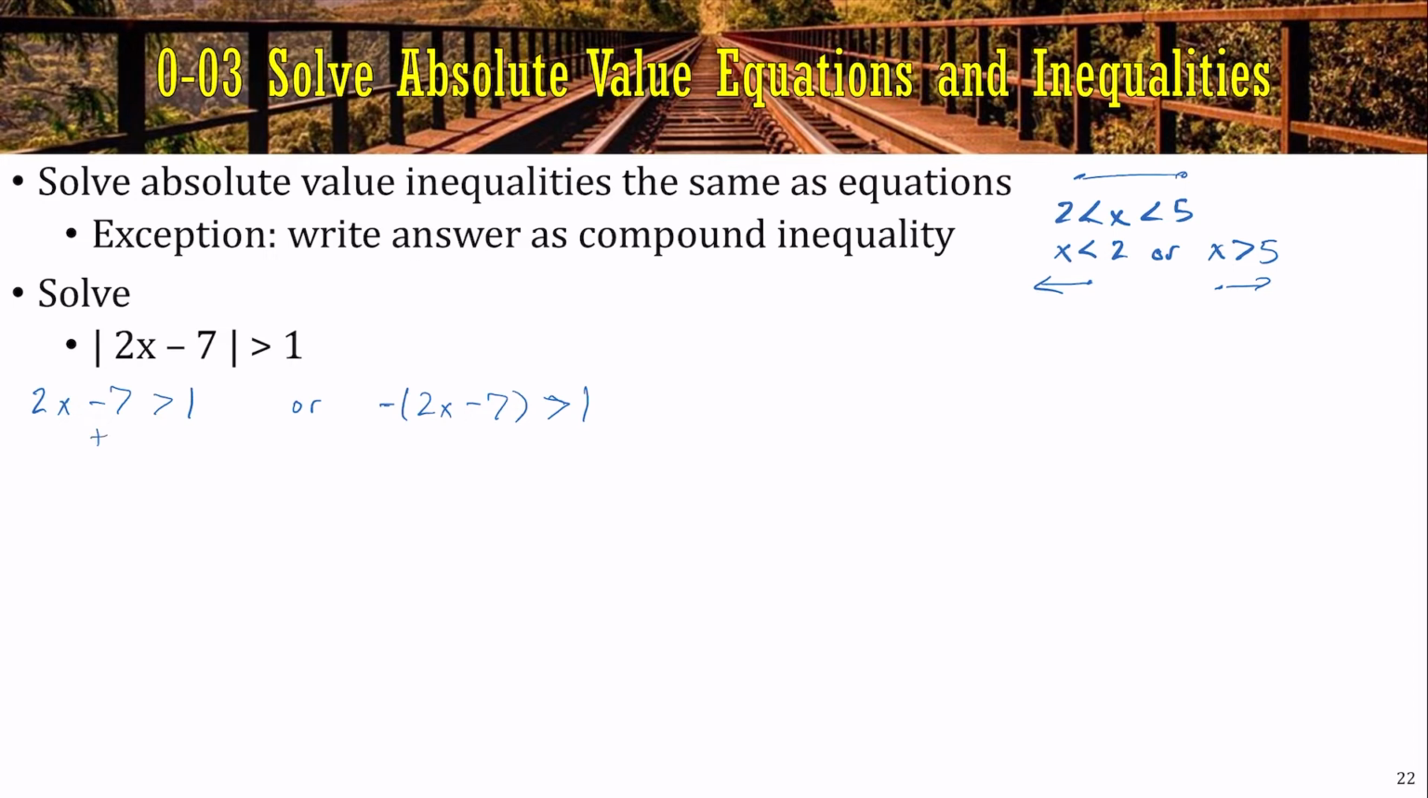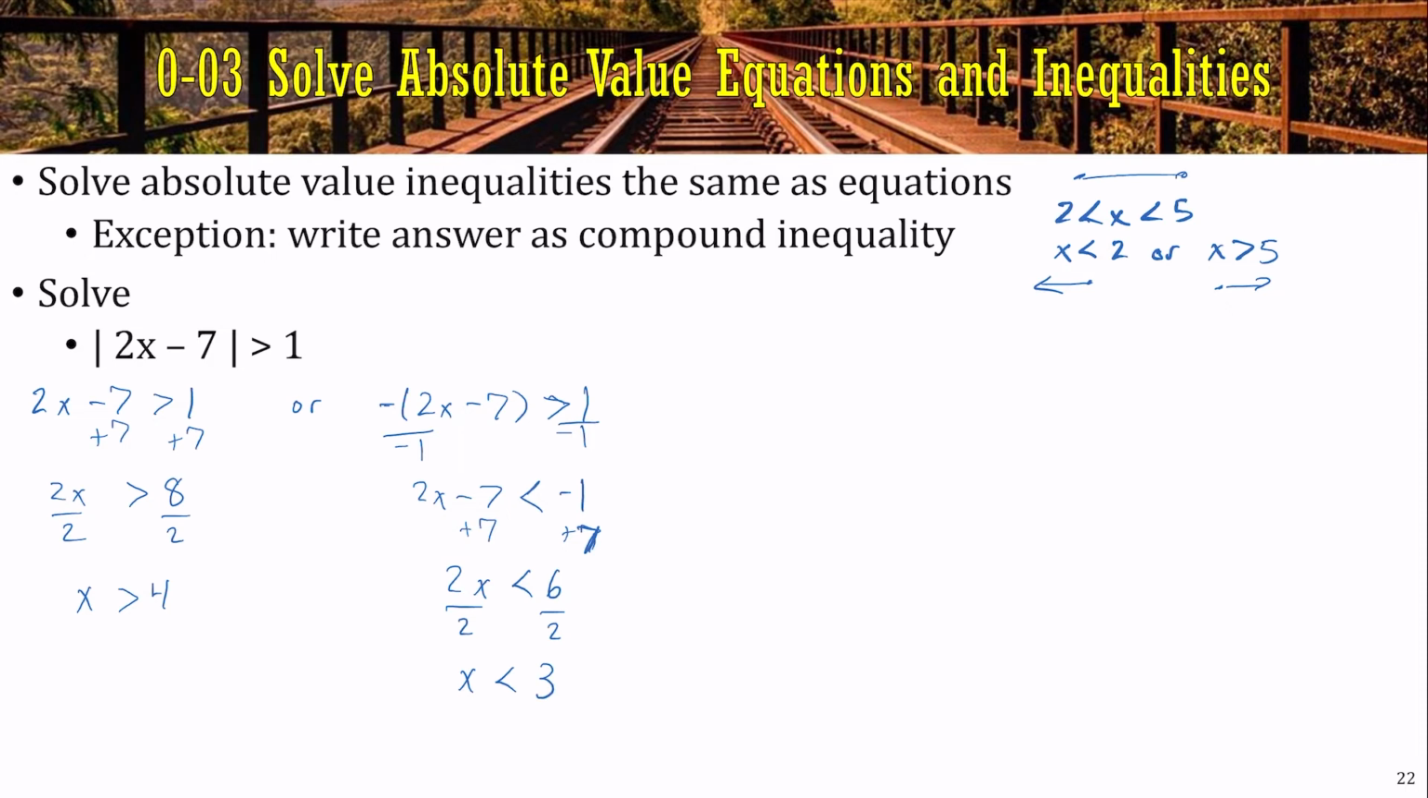All right, let's solve the first one. So I'm going to add 7 to get the x's by itself. Divide by 2, so I'll get x is greater than 4. This other one, if I divide by a negative 1, it's going to flip the sign around because I divided by a negative. Then I'll add my 7. And divide by 2. So I get x is less than 3.